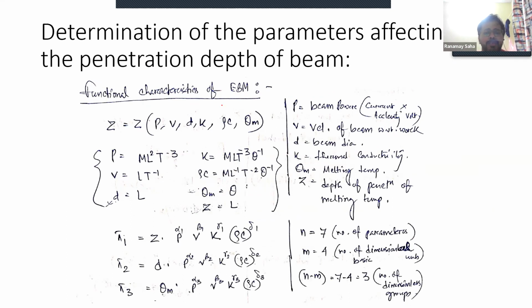Now, this has been done using the Buckingham Pi theorem. Dimensional analysis, all of you must have learned. You must know how to find out the dependence of certain variables on a particular parameter through the Buckingham Pi theorem. So let's go and discuss it a bit.